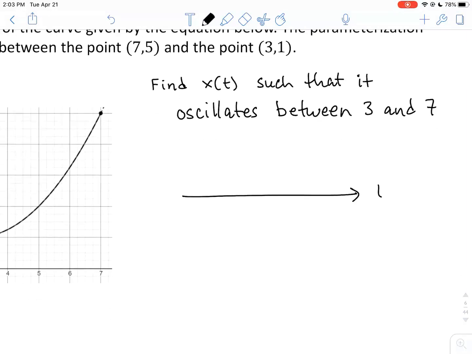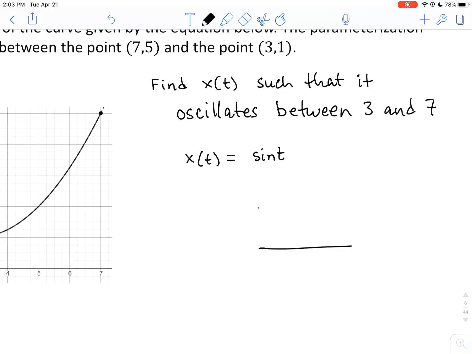The graph of x against t, here's 3, here's 7. I want something that just goes back and forth between 3 and 7 as time goes on. So I think I'm just going to use a sine wave or a cosine wave. You can pick one of them. And I'm going to shift it appropriately, get the amplitude right so that it oscillates between 3 and 7. Let's start with a sine wave.